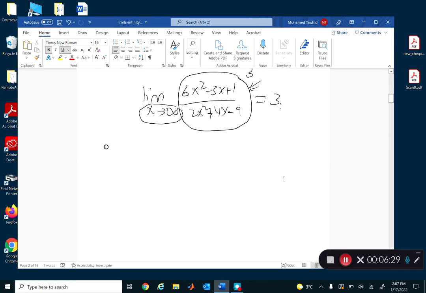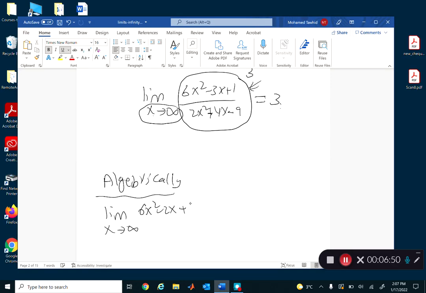So now what I'm going to do algebraically, I'm going to give you 2 ways. In the exam, you have the freedom to do whatever you like. So what is the problem here? I need to find the limit as x goes to plus infinity of, just copy the function here, 6x squared minus 2x plus 1, divided by 2x squared plus 4x minus 9.